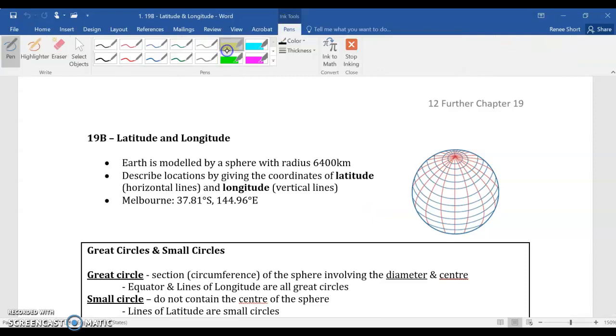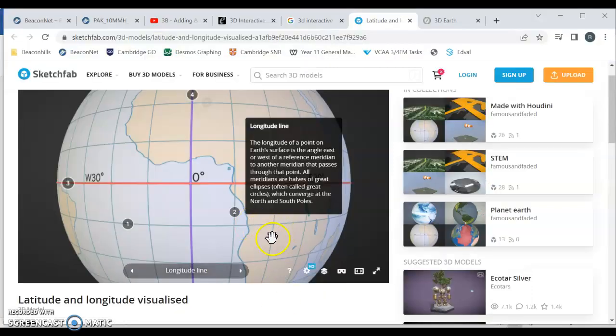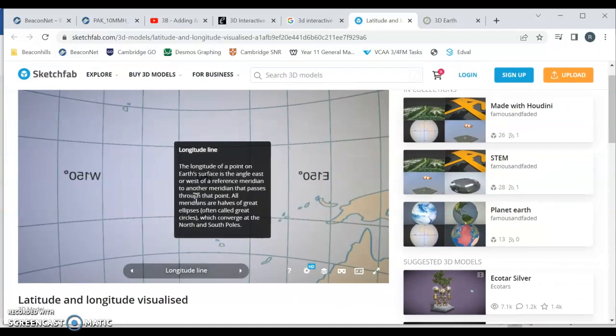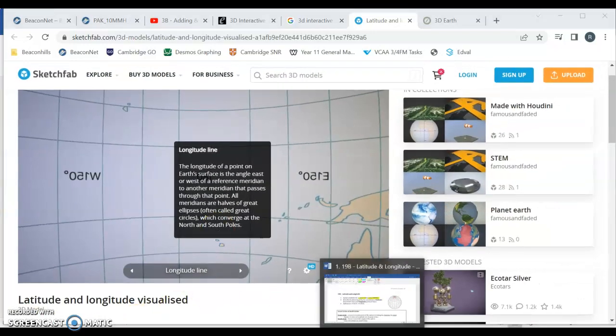And it all comes back to this idea that the Earth is a sphere with a radius of 6,400 kilometers. So I am just going to flick over to this website here that I found. We'll see how she goes. Hold on a sec.